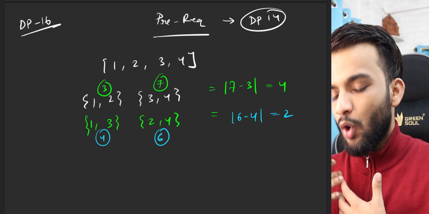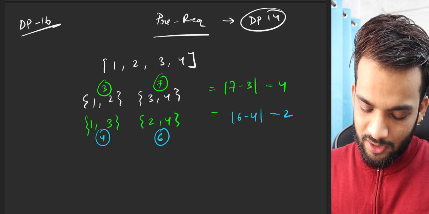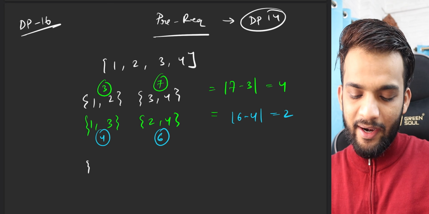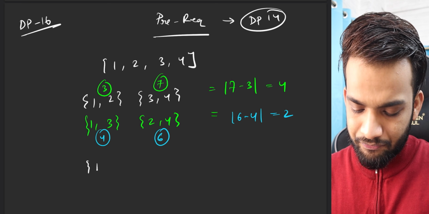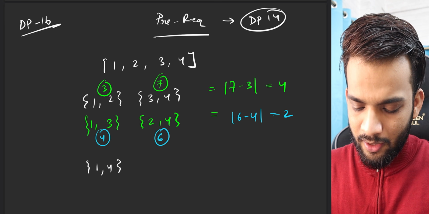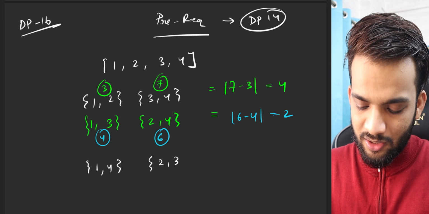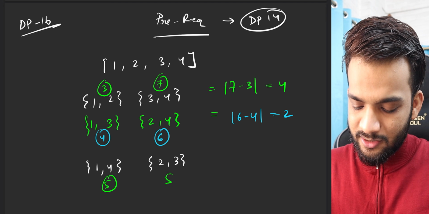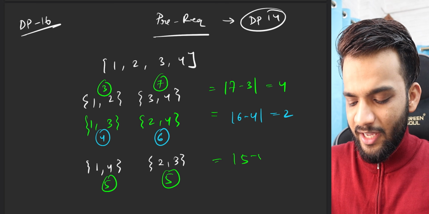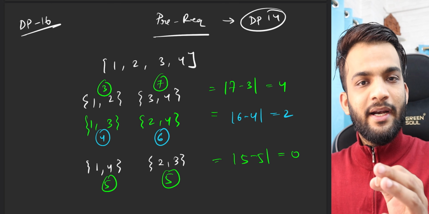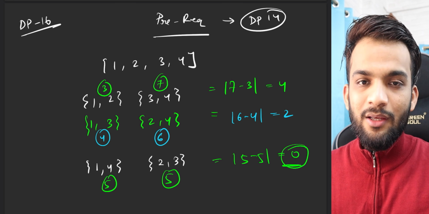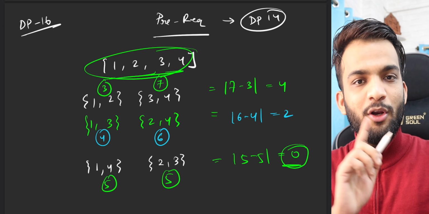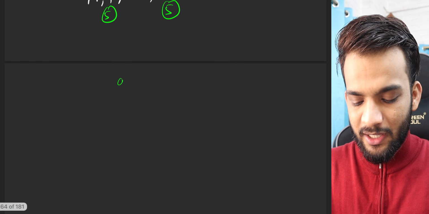Similarly, there can be a lot of different partitions. Can I divide this into something where we have 1 and 4 in one place, and 2 and 3 in the other place? Again, makes sense. This time the summation over here will be 5 and the summation over here will be 5. So 5 minus 5 will be 0. And if you carefully see, this is the minimal difference that you can obtain by dividing them into a couple of partitions.